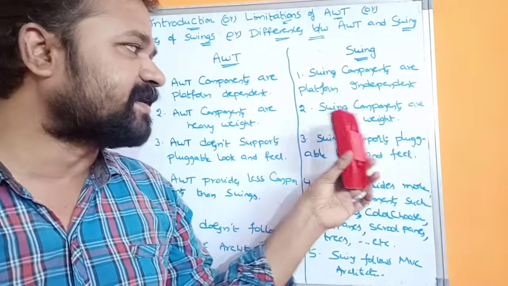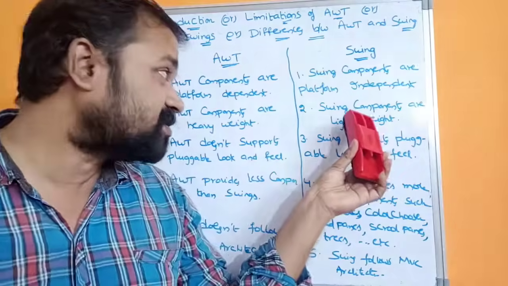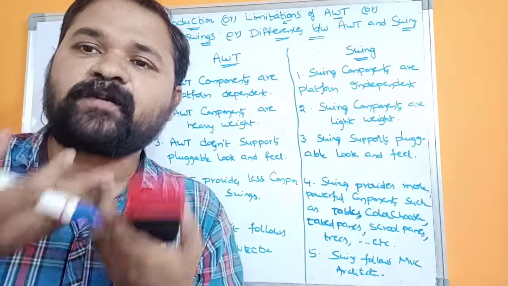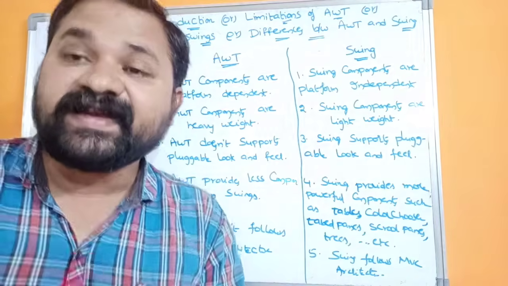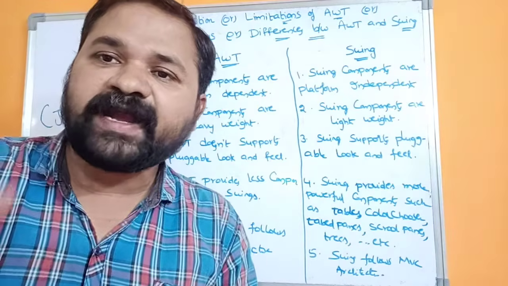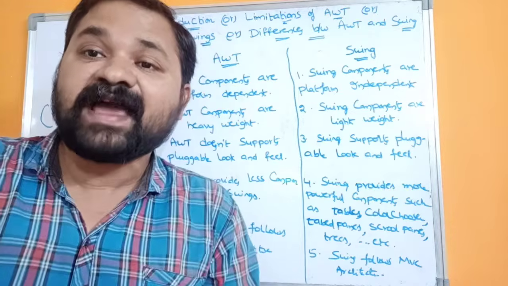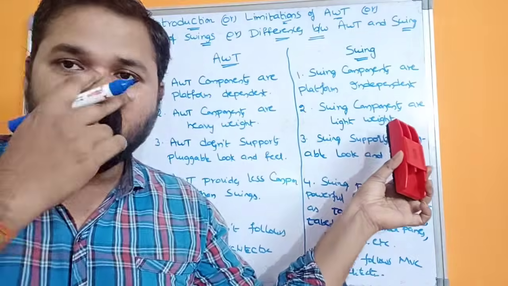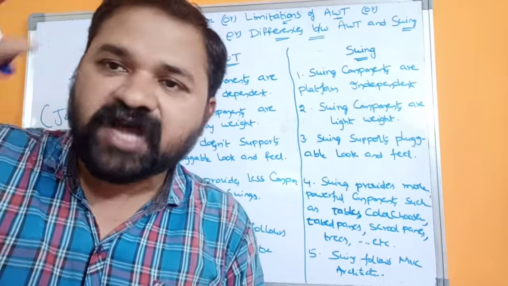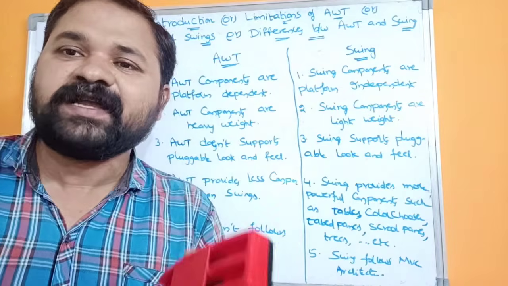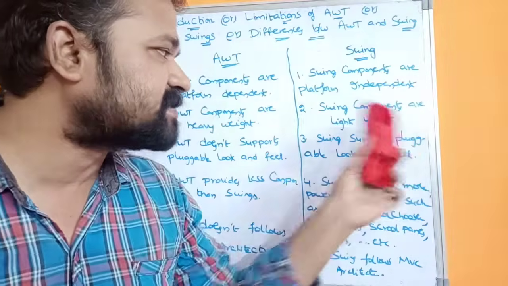Whereas coming to Swing, the components are lightweight. Why? Because we know that Swing components are platform independent. Swing doesn't depend upon the operating system. So Swing doesn't depend upon the operating system native code. Swing doesn't depend upon the operating system developed programming language. So we can say that Swing components are lightweight. Why? Because here Swing depends only on the Java programming language. It doesn't depend upon any other programming languages. So that's why we can say that Swing components are lightweight.